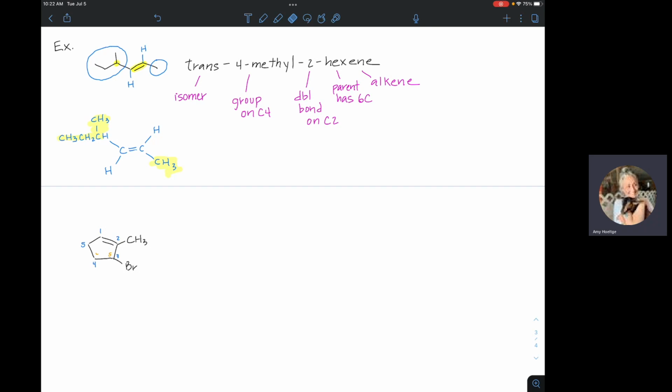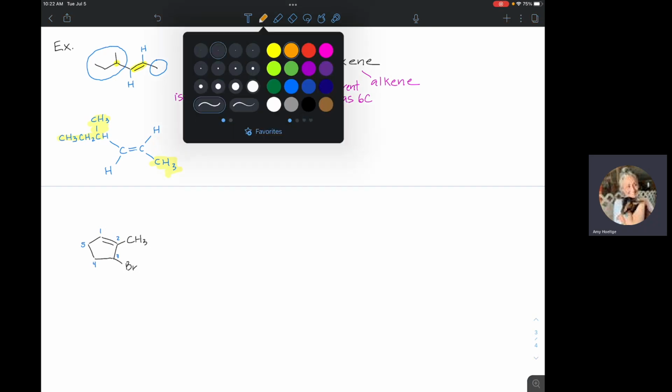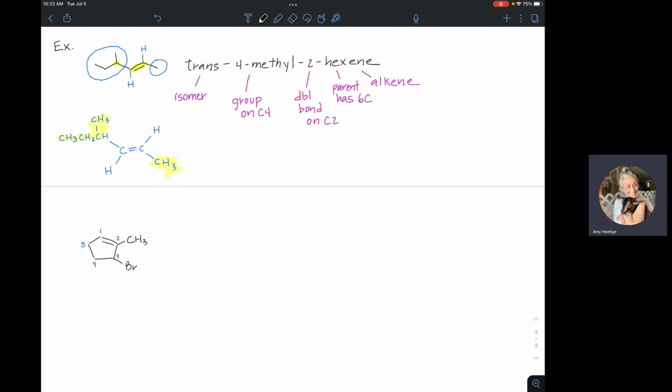So I'll get this out of here. And I'm going to name this 3. So again, now the substituents are going to be put in alphabetical order. But that bromo group is on carbon 3. The methyl group is on carbon 2. And remember, we're separating the words and numbers with hyphens.